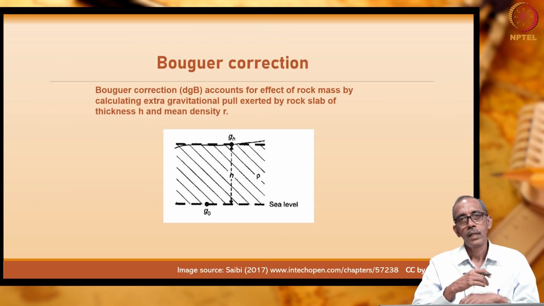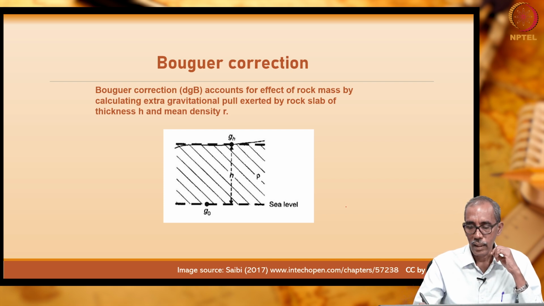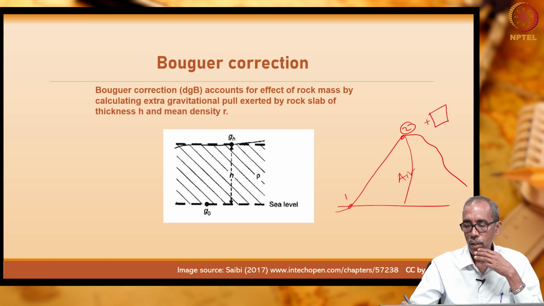Now next is Bouguer correction. In the previous correction, the elevation difference, station number 1 was here, station number 2 was here, which means this is the ground surface. We assumed that only air was present, and then since the value which we have measured would have been less here, we added some correction and brought it to this level.